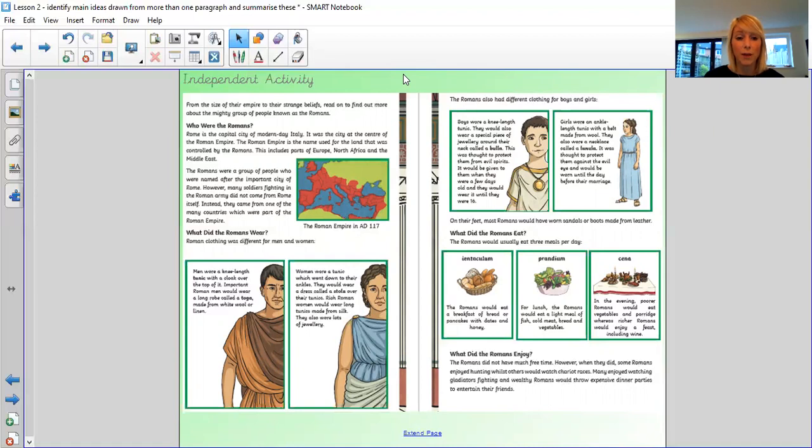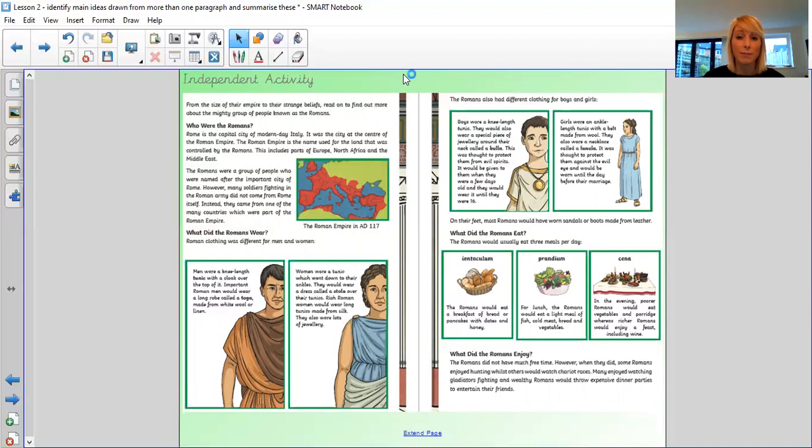The Romans were a group of people who were named after the important city of Rome. However, many soldiers fighting in the Roman army did not come from Rome itself. Instead, they came from one of many countries which were part of the Roman Empire. What did the Romans wear?